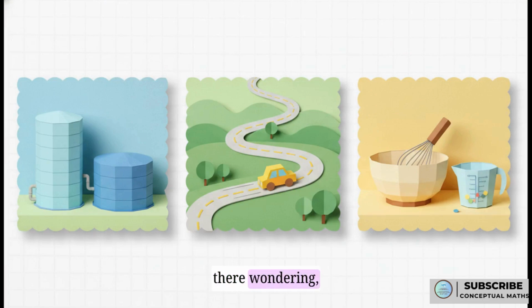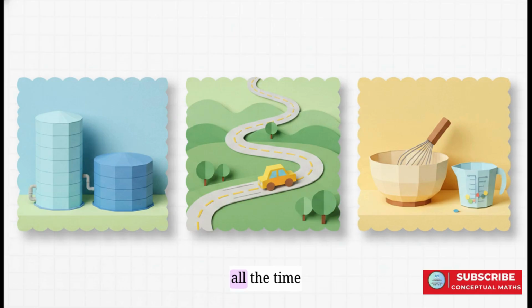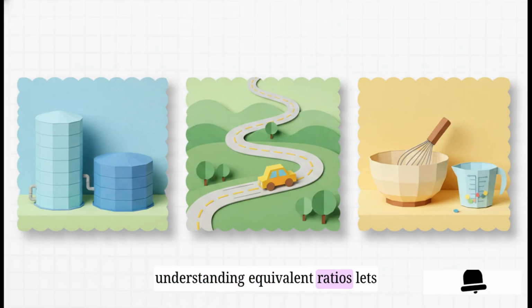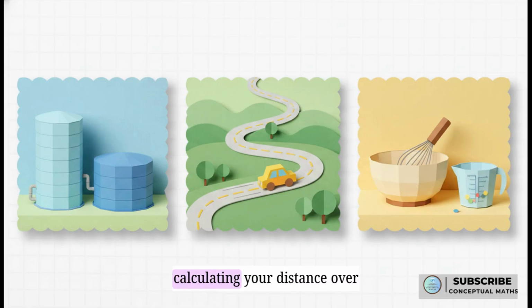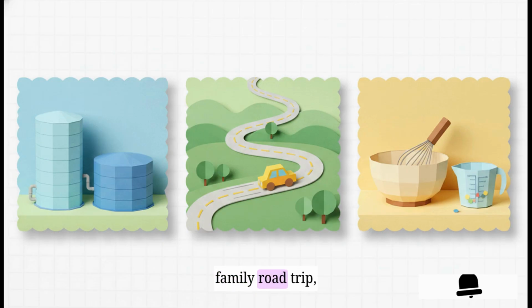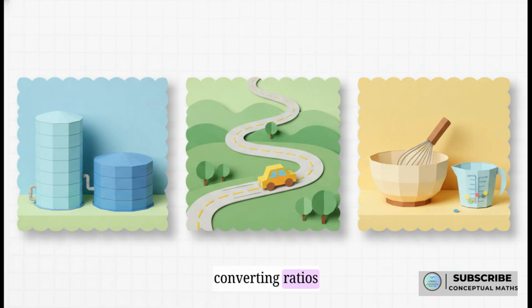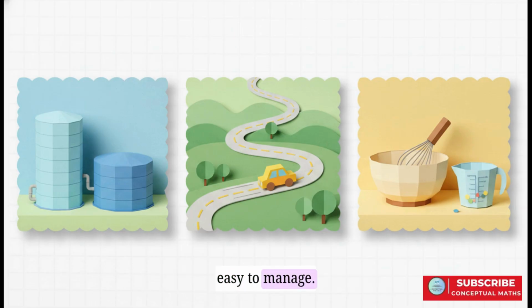Now, you might be sitting there wondering, okay, but why does this matter outside of my math textbook? Well, we use this logic all the time in the real world. Just like the example in your materials where rectangle heights are compared, understanding equivalent ratios lets us quickly scale things up or down in daily life. Whether you're comparing the capacity of two different water tanks, calculating your distance over time for a massive family road trip, or, my personal favorite, adjusting a recipe because suddenly 5 extra guests showed up for dinner, converting ratios to their simplest form makes complex comparisons incredibly easy to manage.